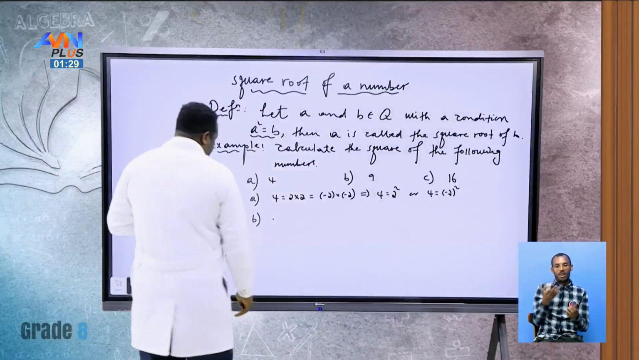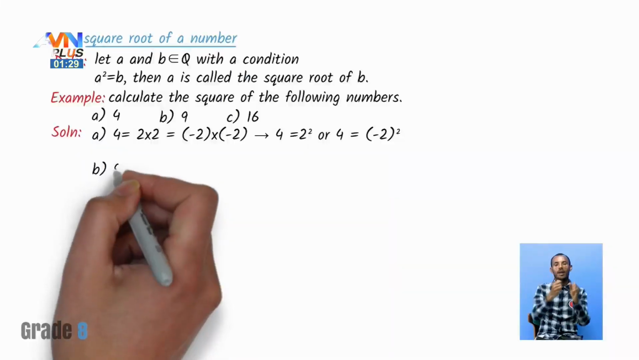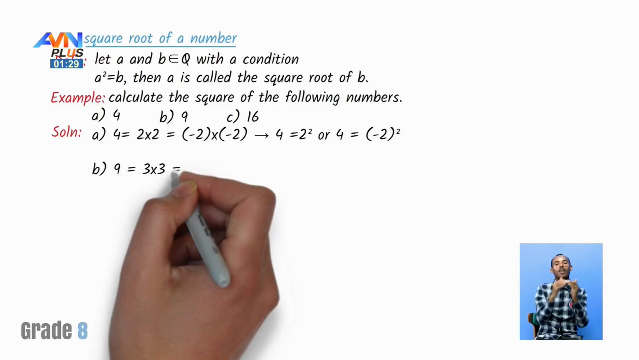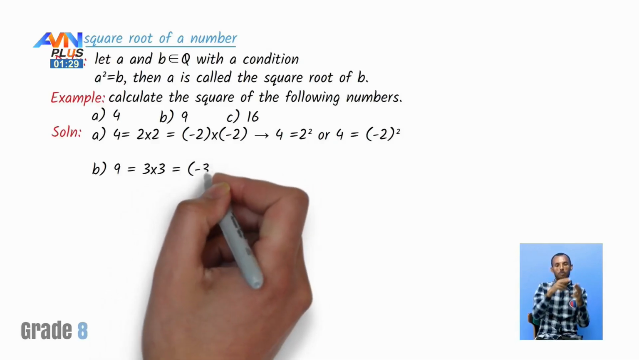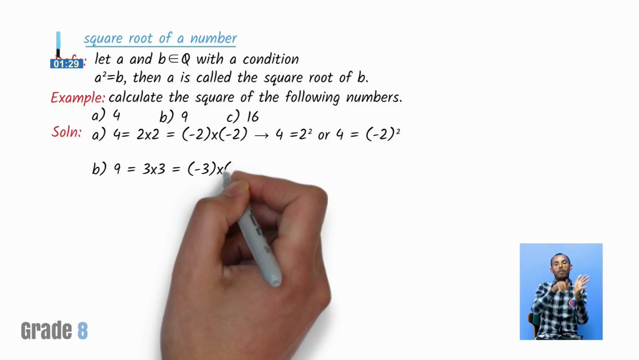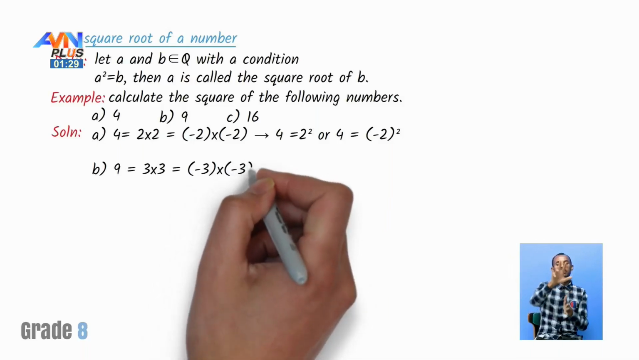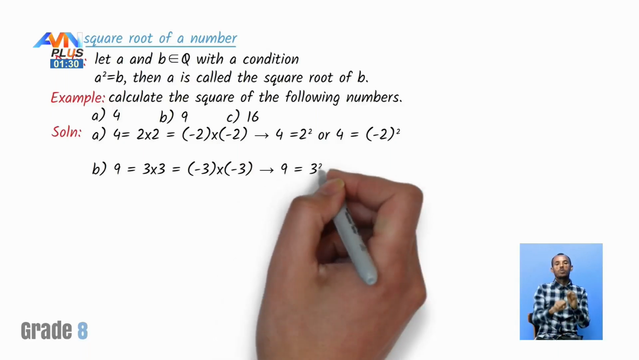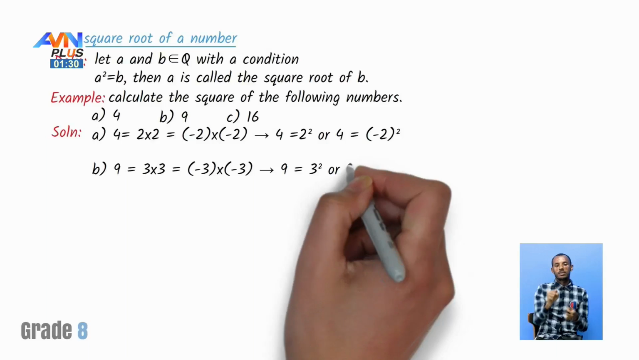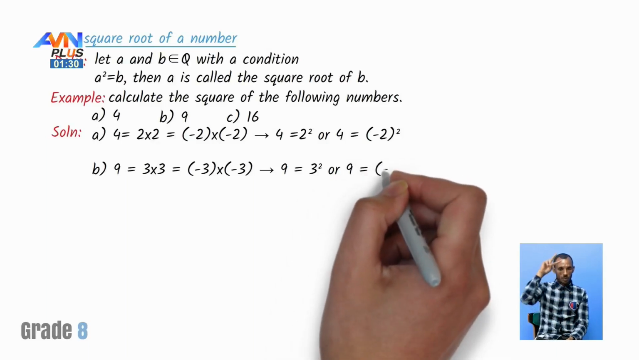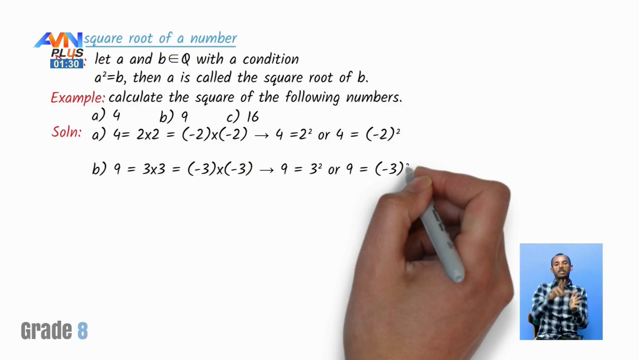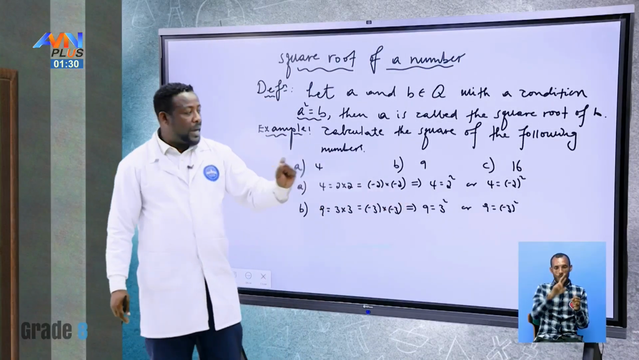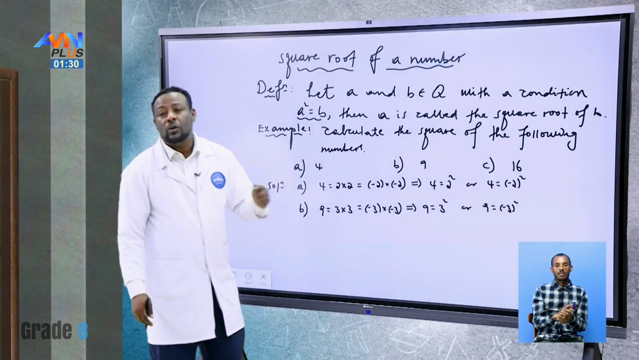Well, 9 can be written as 3 times 3. This is one way. Equivalently, we can also express 9 as a product of two linear factors, like minus 3 times minus 3. Both products give us the same number 9. So 9 can be expressed as 3 squared or minus 3 squared. So 3 or minus 3 are the square roots of 9.